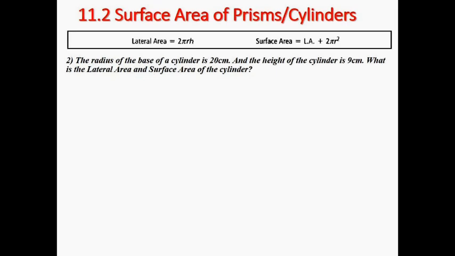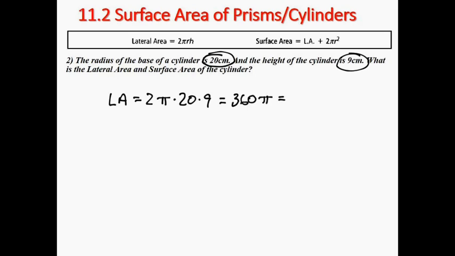This time we're doing the same thing. We're finding the surface area and the lateral area for a cylinder. In this case, the radius of the base is 20, and the height of the cylinder is 9. So lateral area is going to be equal to 2 pi times our radius, which is 20, times our height, which is 9. So 2 times 20 is 40. 40 times 9 is 360. So we've got 360 pi. Or if we want to multiply it out, we'll get about 1,131 centimeters squared.